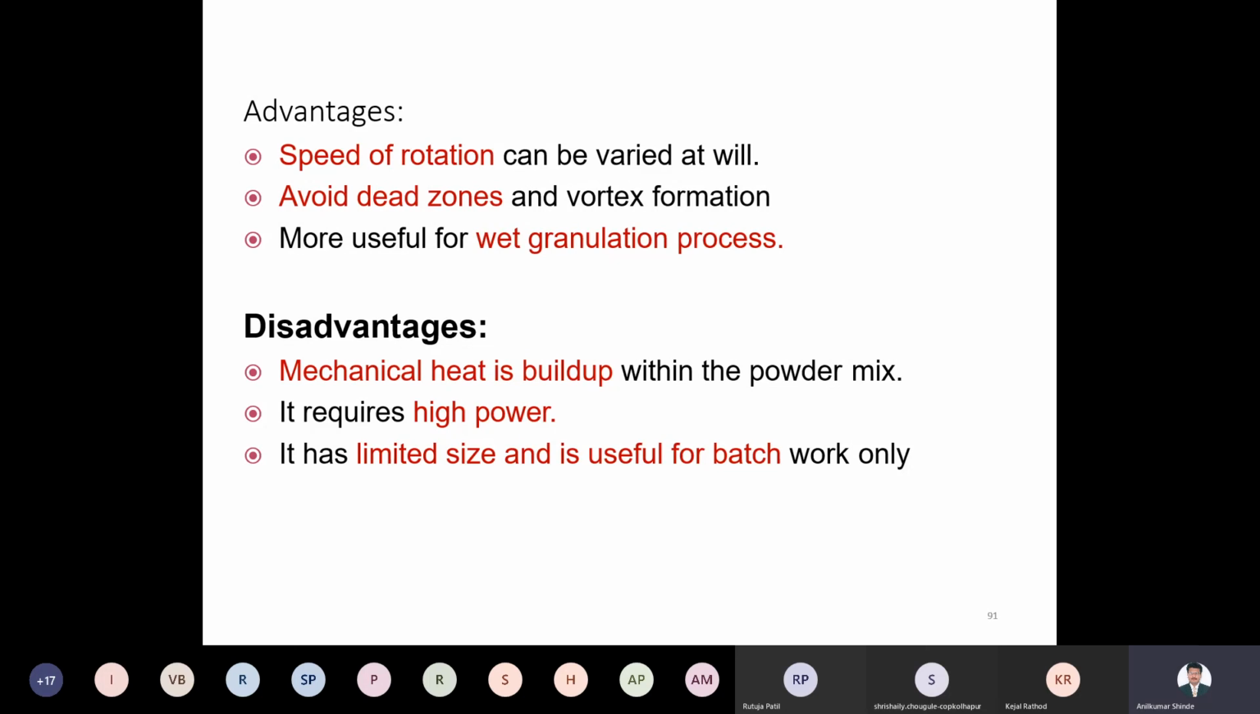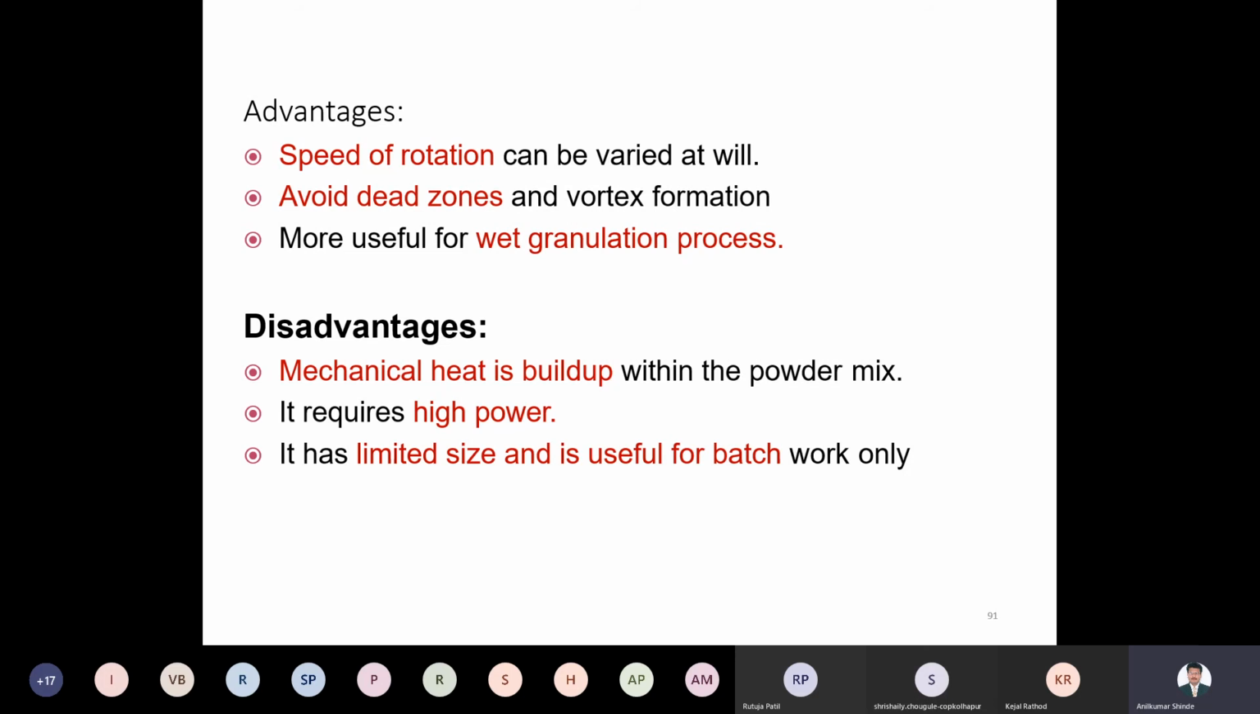Because the mixing blade moves at various speeds, including high speed, no dead spot remains in any corner of the mixer, right? So it is useful for wet granulation. Then some of the disadvantages. Mechanical heat builds up with powder mixing. If you mix powder with a high speed blade, it creates some temperature, it creates heat, and with that heat, if there is some metal, it can melt and form a liquid, and this is a problem.